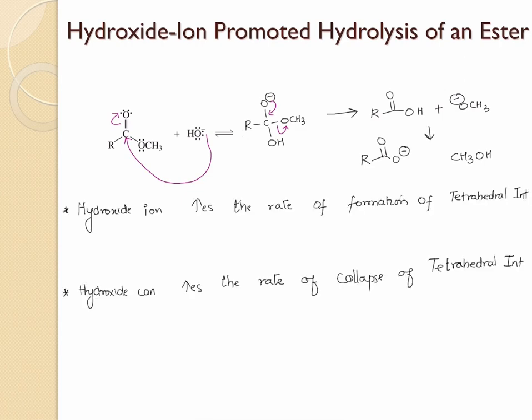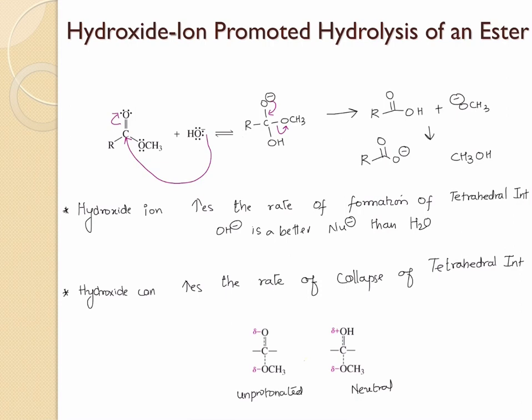We have said earlier that the hydroxide ion increases the rate of formation of the tetrahedral intermediate. This is because the hydroxide ion is a better nucleophile than water. Right? So in the acid catalyzed hydrolysis of ester, we only use water as a nucleophile. But here we use hydroxide ion, which is a better nucleophile. And obviously with a better nucleophile, the tetrahedral intermediate will be formed faster.